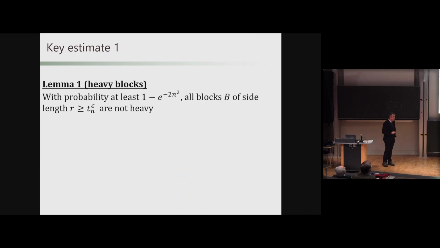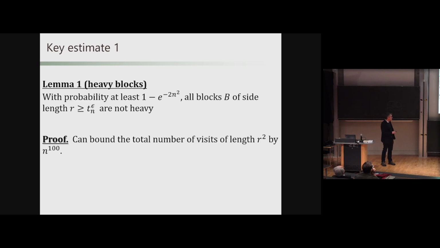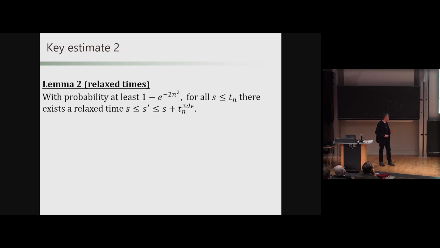And so this gives us the first of our main estimates, which is that you basically never build large heavy blocks. So any block of side length T_n^epsilon will, except with very small probability, never be heavy, basically because you can look at the number of visits of length r squared, you'll make at most n to the 100 of them, so that's still going to be smaller than r to the 2.1. Okay, so we don't see large heavy blocks.